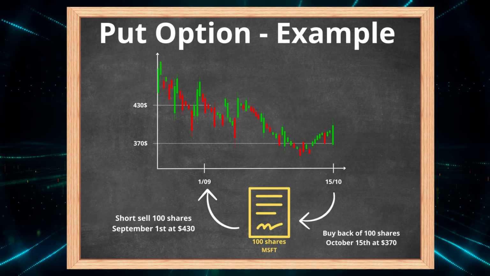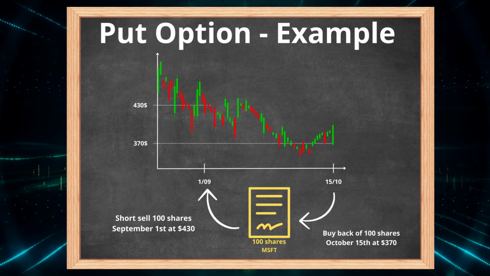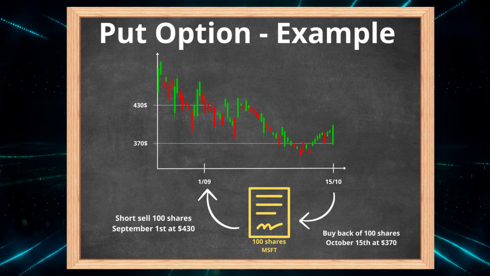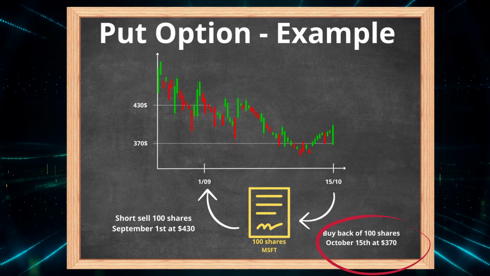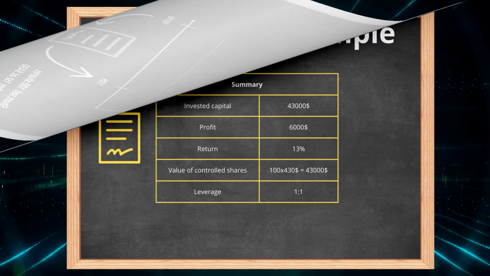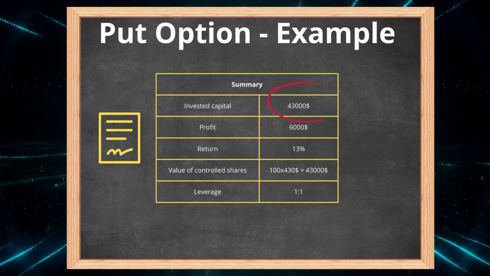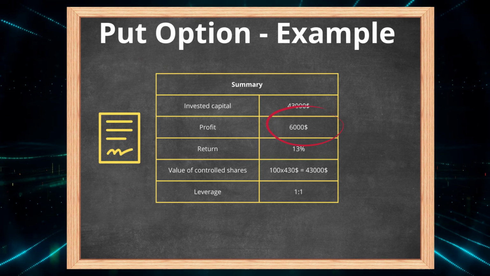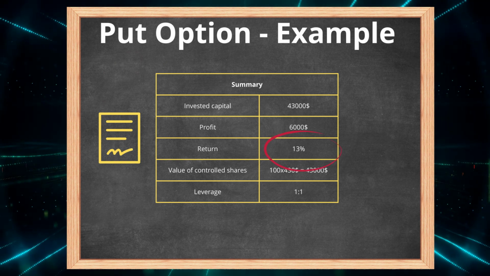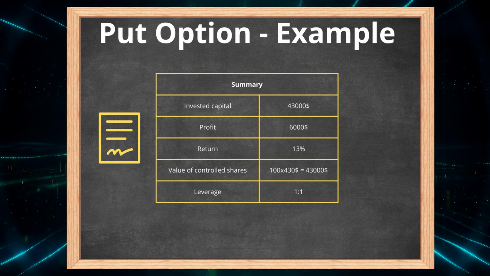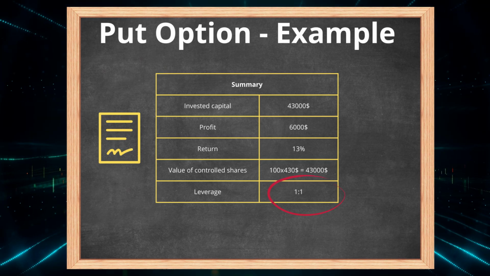The alternative scenario to buying the put option would be to short 100 shares of Microsoft on October 1st at $430 and then buy them back on October 15th at $370. In this case, you commit $43,000 in capital. Your profit would be $6,000, which is more than in the option example since you don't have to pay the premium for the option. However, your return on capital is just 13% and you didn't benefit from the leverage.